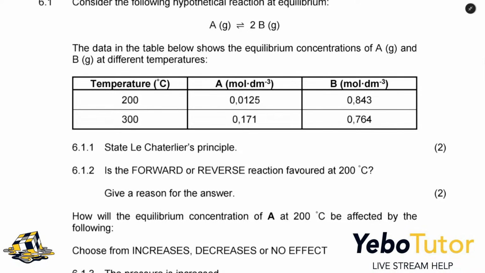Is the forward or reverse reaction favored at 200 degrees? Definitely we can see that the forward reaction is favored, and the reason is that the equilibrium concentration of B is higher than that of A. You can see that the concentration here is bigger than this, which means this is going to be the forward reaction, because the equilibrium concentration of B is higher than that of A.